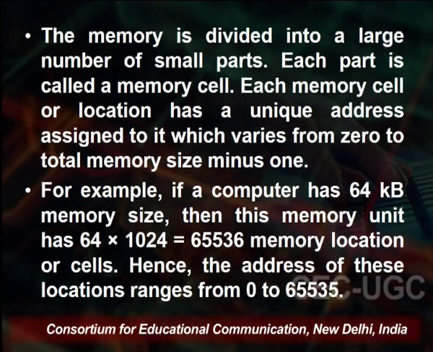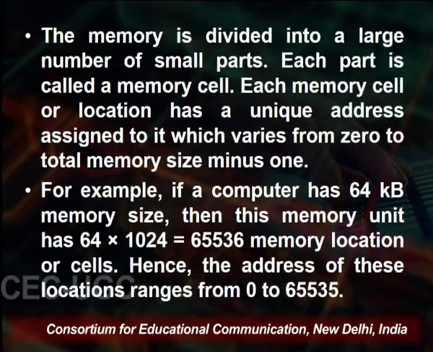These are the small parts of the memory, and this is the memory location. 65536 are the memory locations or memory cells in a 64 kilobyte memory size computer. So the addresses of these locations range from 0 to 65535. So if anyone says we have a 64 kilobyte memory size, it means we have 65536 memory cells or memory locations in the system, and these address ranges are from 0 to 65535.